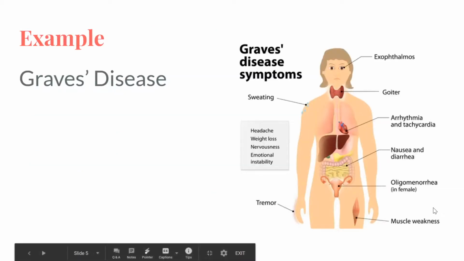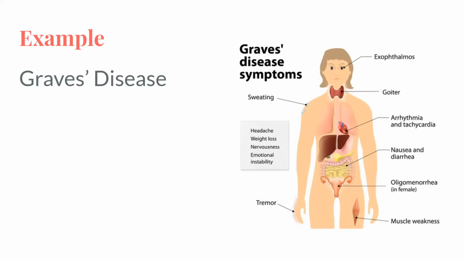For an example, I'm going to walk you through one method to diagnose Graves' disease, which you can get the physical examination. Now, this is the easiest one to conduct. You're going to look for symptoms such as protruding eyes, which is exophthalmos, goiter, which is the enlargement of the thyroid gland. Those are two telltale signs of Graves' disease.